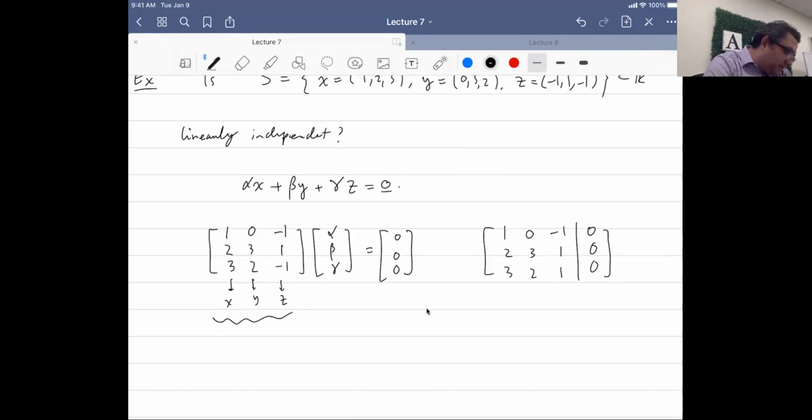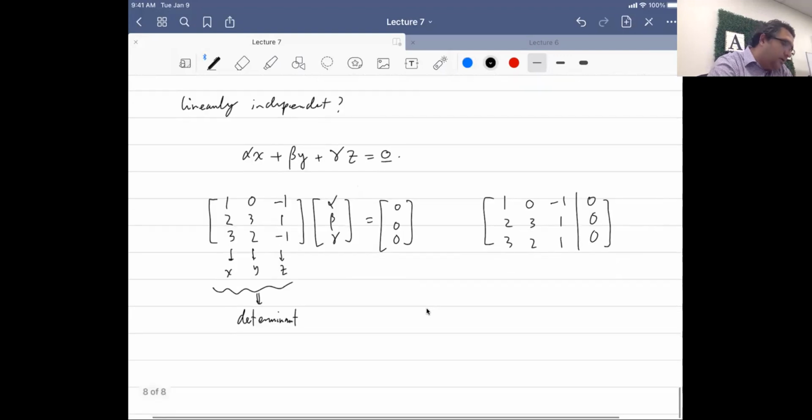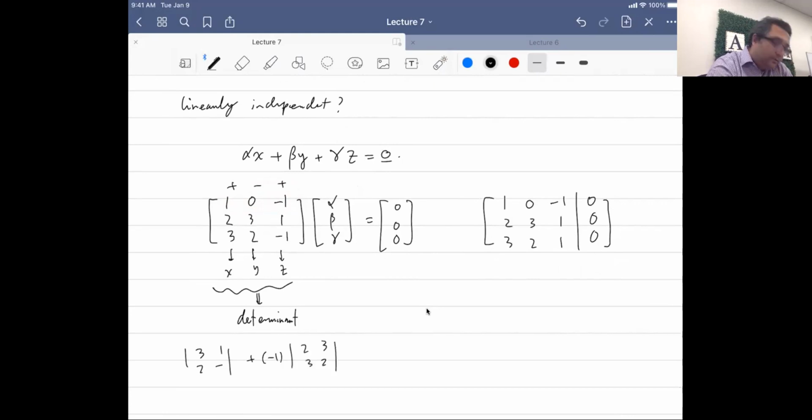Algebraically, you can find the determinant of this matrix. It's not hard to find the determinant using the cofactor expansion, for instance, along the first column. What would be the determinant? Positive, negative, positive. So 3, 1, 2, negative 1, and then the 0 goes away, plus negative 1 times 2, 3, 3, 2. What's the determinant of this matrix? Minus 3, so minus 5, minus 4, minus 9, I think. Did I do it right? So minus 5 minus negative 5, I think is 10, right?